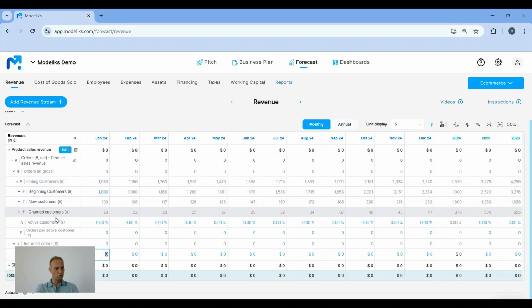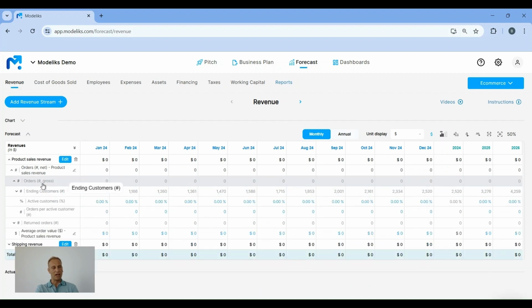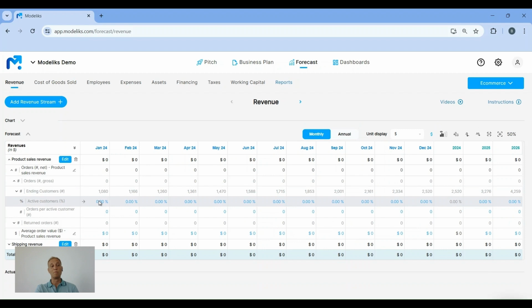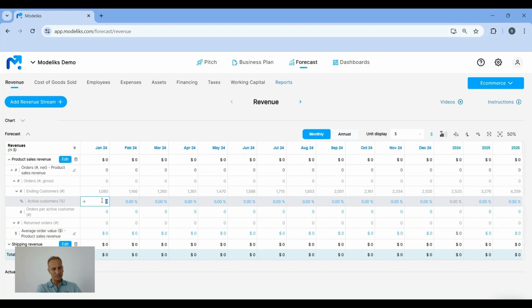Now, what is left to do is define what is the percent of those total customers that we have that are active customers or buying on a regular basis. So we have in the first month 1,000 customers. Let's say that 40% of them will buy our products on a regular basis, on a monthly basis, and then on the annual basis, let's say 90% of our customers are going to purchase our products.